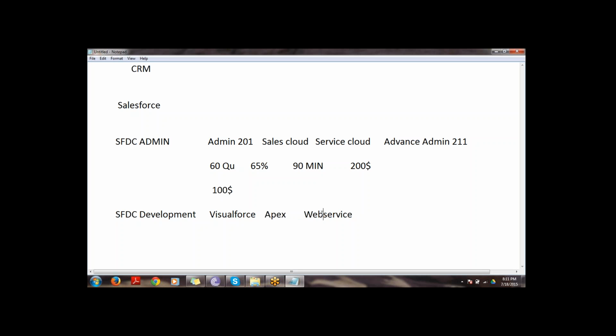And what about the web services? The web service is nothing but where we integrate with external web applications. Remember, by using these web services, we integrate two different applications. So on the development side, we have three modules: Visualforce, Apex, and Web Services.